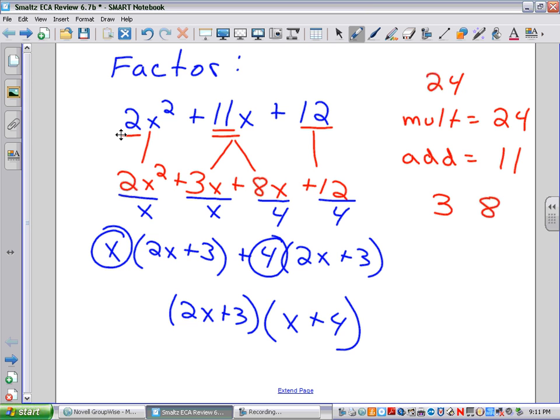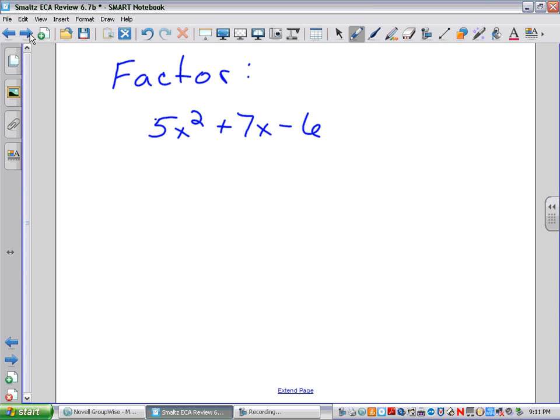Let's try another one, this time with a negative thrown in. Your second one: 5x squared plus 7x minus 6. Take your 5 and your minus 6. Watch that negative. That's a negative 30 when you multiply. So I need to come up with two other numbers that multiply to make negative 30, and they have to add up to equal the middle number of 7. So what two numbers multiply to make negative 30 and add to make 7? I believe that would be a 10 and the negative 3.